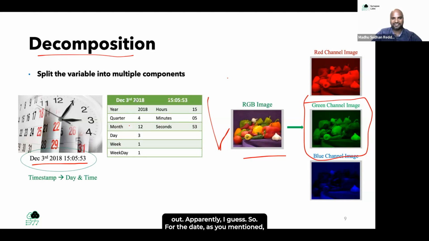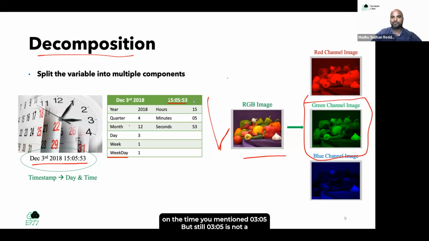So for the date, as you mentioned, you can create all of these other features, the ones that you called year, month, day. You can derive even the quarter, right? You can derive even the week within that month. And you can even derive what weekday it is. Is it Monday? Whatever.